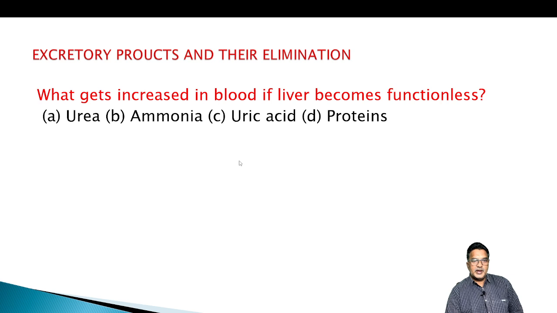Urea, ammonia, uric acid, proteins. What gets increased in blood if the liver becomes functionless? The liver converts ammonia into urea. So in that way, you will find accumulation of more ammonia in the body.